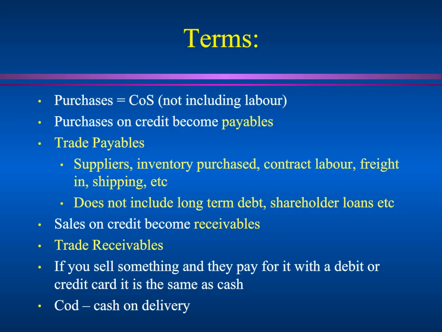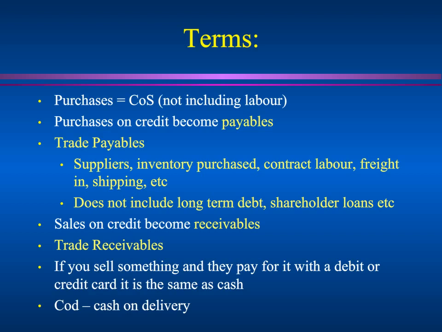But contract labor could be a plumber, something like that. Freight in, shipping, etc. Doesn't include long-term debt or shareholder loans. Okay, these are called trade payables. Sales on credit become receivables, also known as trade receivables, and I don't need to explain that too much.